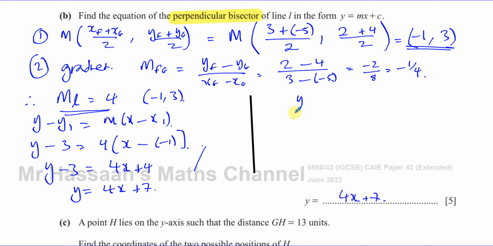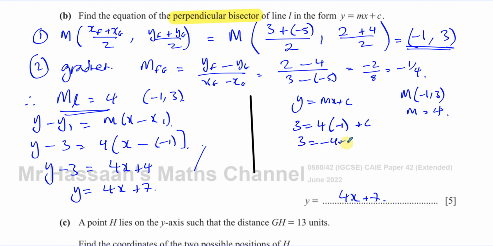The other way to do it is to use y equals mx plus c. The point it passes through is minus 1, 3, and we know the gradient that we're using is 4. So we can replace the y with 3, the m with 4, and the x with minus 1, plus c. So 3 equals minus 4 plus c. Therefore, c equals 3 plus 4, which is 7. So y equals 4x plus 7.